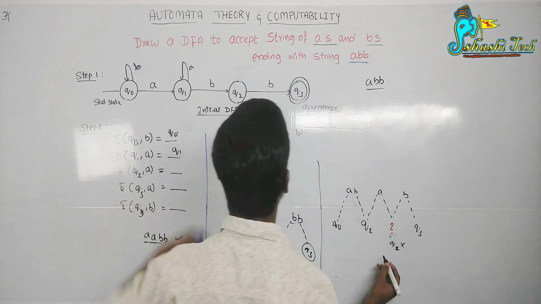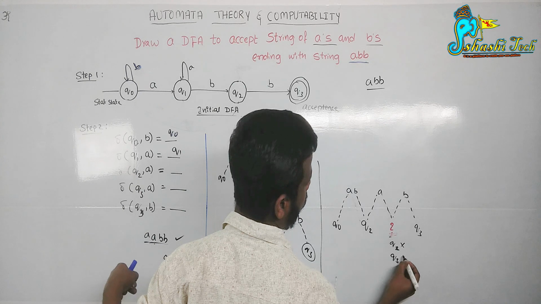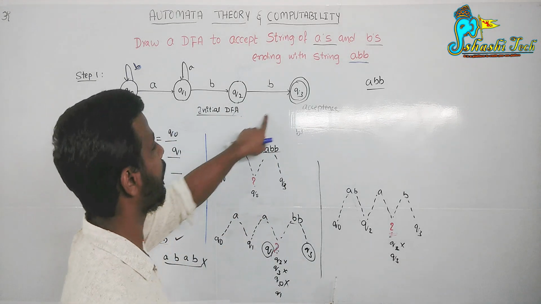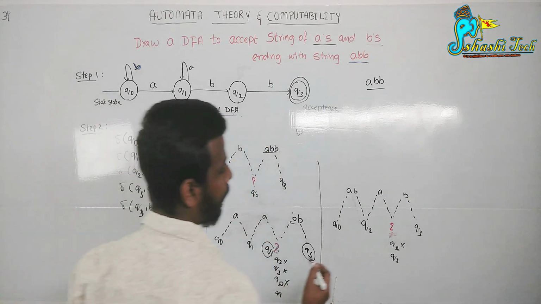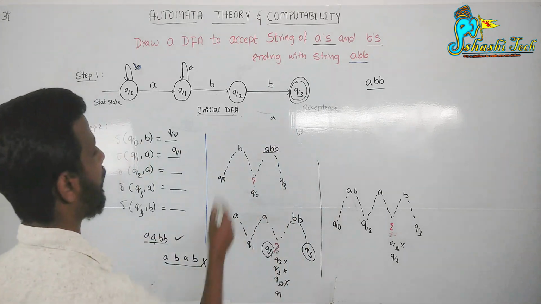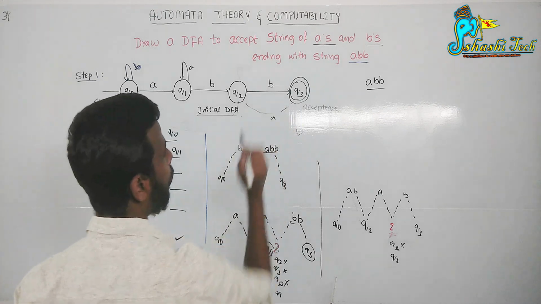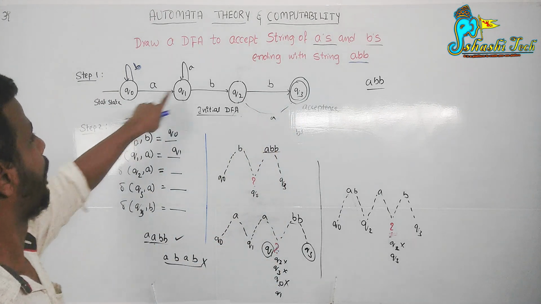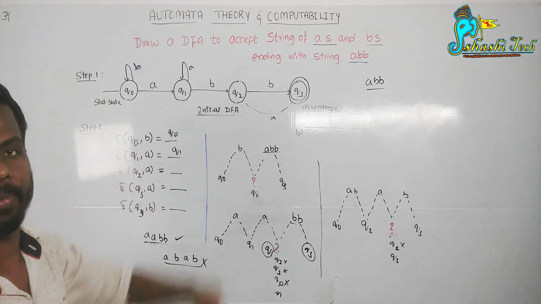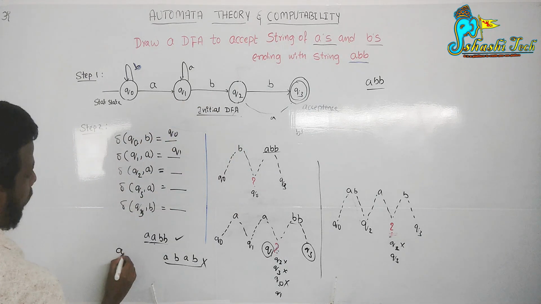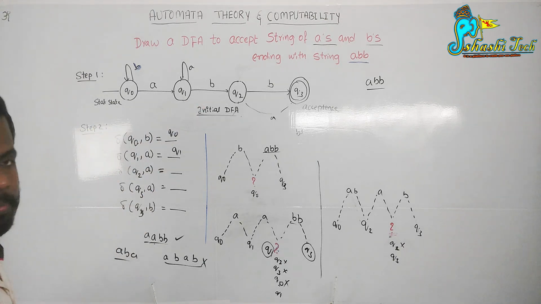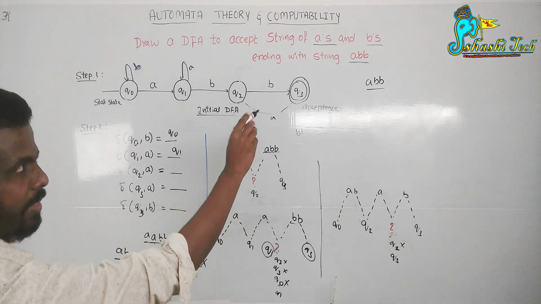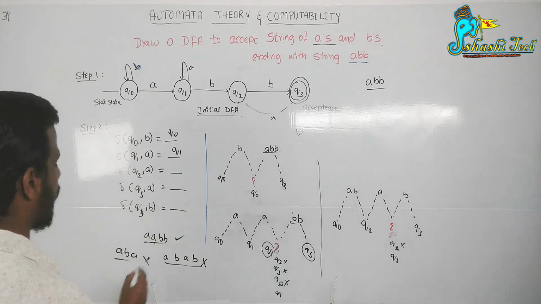Okay, Q2 is over. Then what shall we write? Q3. If I write Q3, let us write Q2 upon accepting A going to reach Q3. Let's consider a string like this: A, B, A. This string is accepted by the DFA. Whether this string should be accepted or not? No, it should not be accepted. The string should end with ABB only.